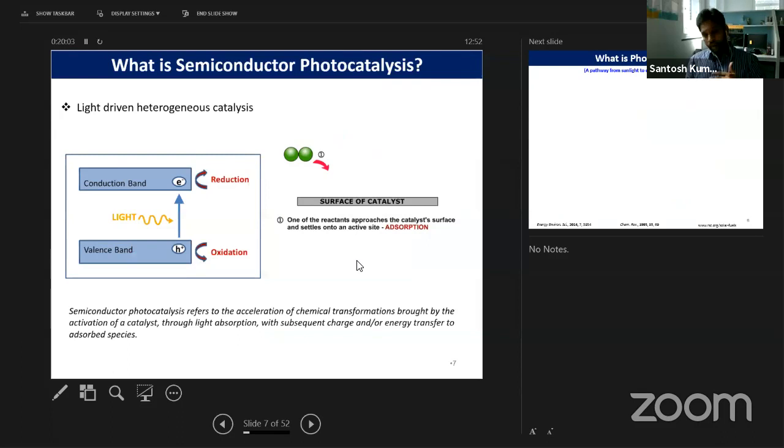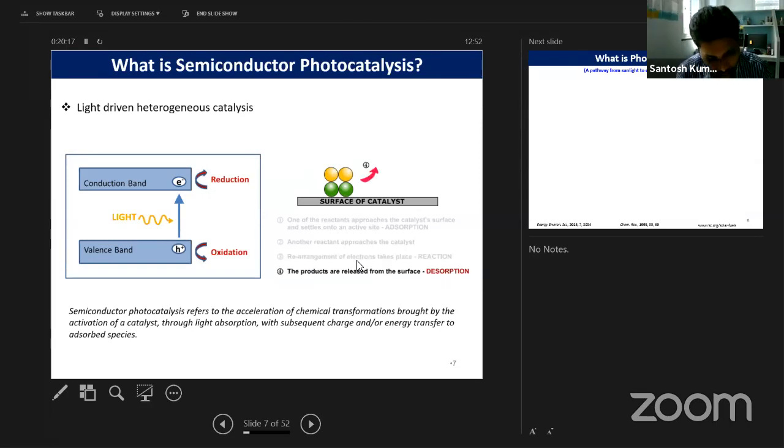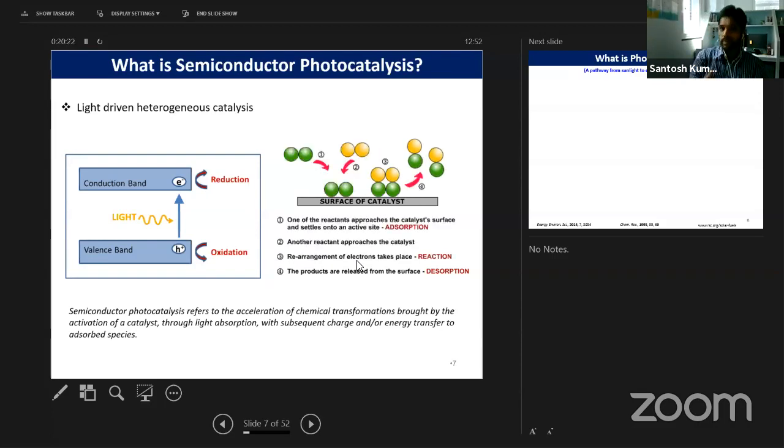So, but okay, that's great. So there is a lot of opportunities in this area, but what is photocatalysis? Looking at the audience, a lot of people might be new to this area. So let me tell you in brief what is photocatalysis, particularly what is semiconductor photocatalysis.